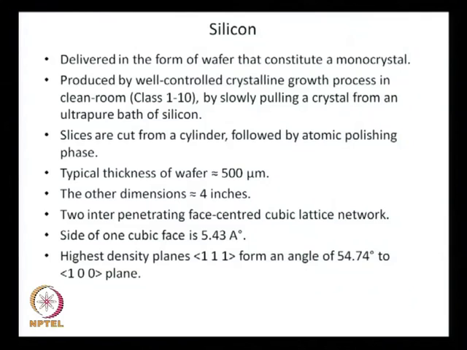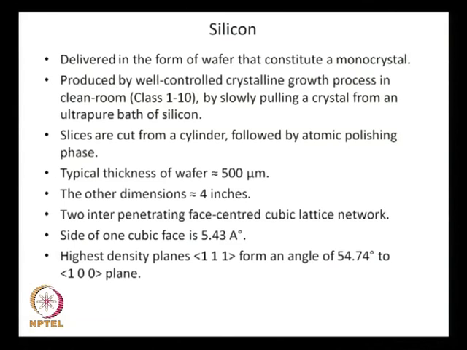All right. I read it once again: delivered in the form of wafer that constitutes a monocrystal, produced by a well controlled crystalline growth process in clean room by slowly pulling a crystal from an ultra pure bath of silicon. Slices are cut from a cylinder followed by an atomic polishing phase.